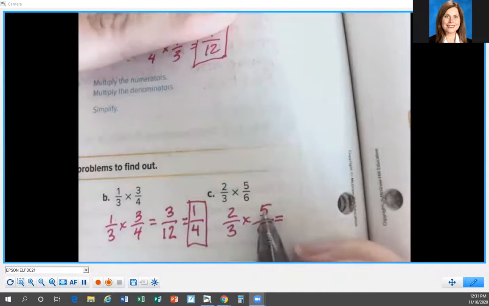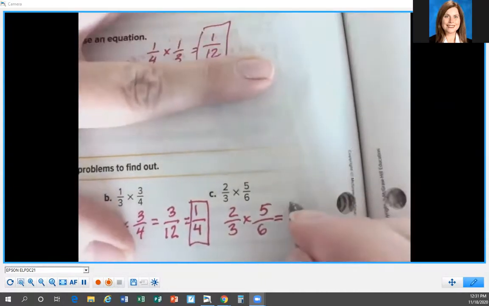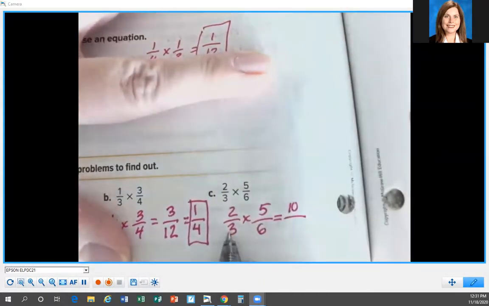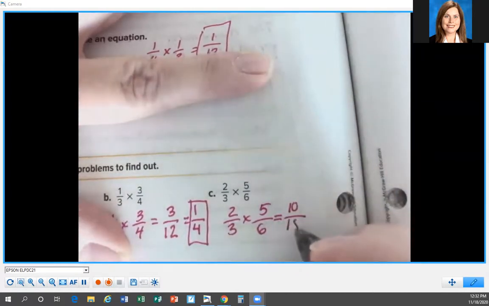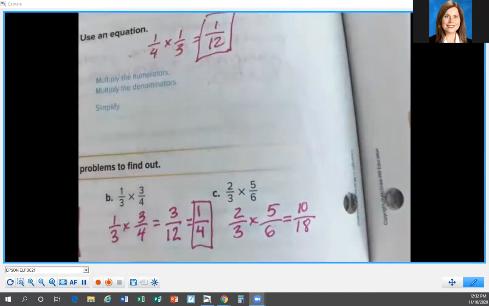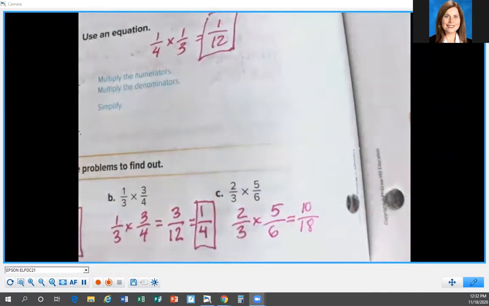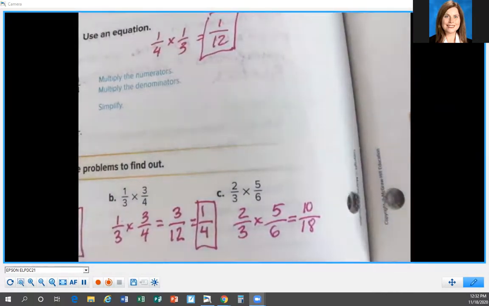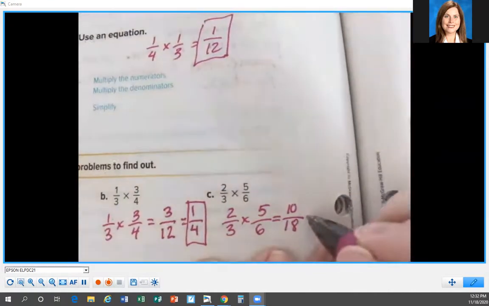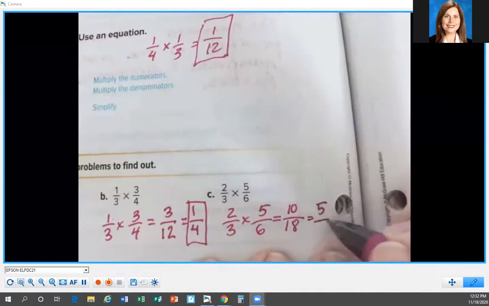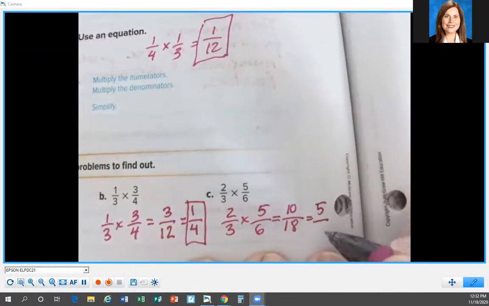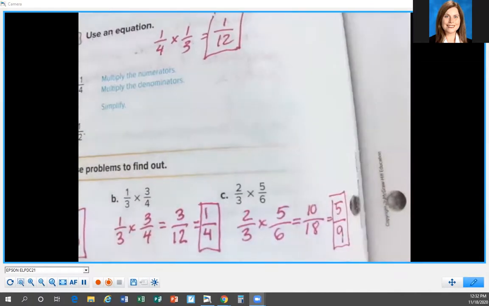Okay, numerator times numerator, 2 times 5 is 10. Denominator times denominator, 3 times 6 is 18. Okay, 10 and 18 are both even. We know all even numbers are divisible by 2. 10 divided by 2 is 5, and 18 divided by 2 is 9. So our correct answer is 5/9.